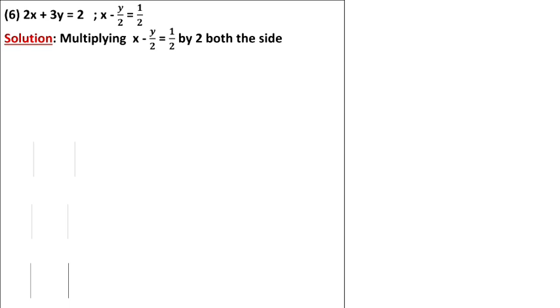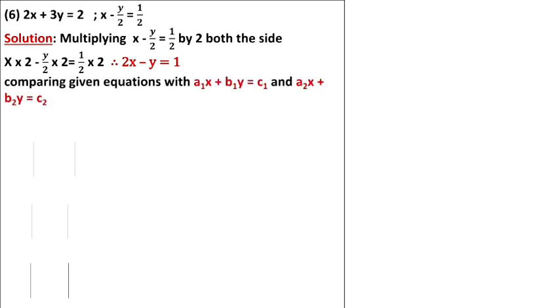So here x into 2 we get 2x. From y upon 2 into 2, the 2 will cut, and 1 upon 2 multiplied by 2. So x into 2 became 2x. From y upon 2 into 2, the 2 will cut, we get minus y equal to, from the right side, 1 upon 2 into 2. Again 2 will cut, became 1. So our second equation became 2x minus y equal to 1.